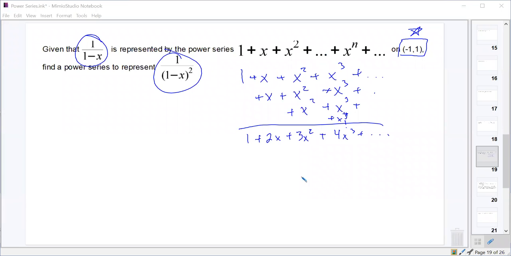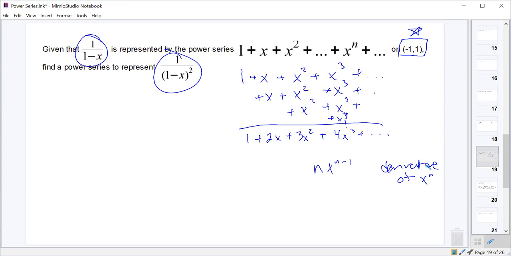Yeah, it ends up looking like nx to the n minus 1, and that should look very familiar to you, right? What is nx to the n minus 1? What's nx to the n minus 1 with relation to x to the n? Right, it's the derivative of x to the n.